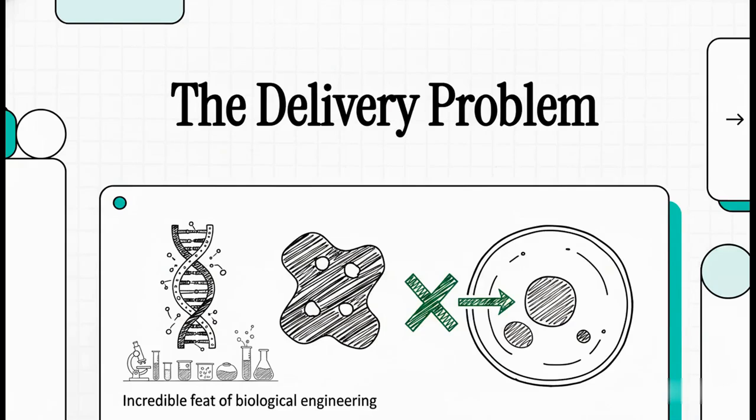Welcome to this explainer. Designing a perfectly specific guide RNA and producing the most efficient Cas9 variant in the lab is an incredible feat of biological engineering. But here's the stark reality. It means absolutely nothing if you can't get those molecular components inside the nucleus of your target cell. Because ultimately, solving this specific bottleneck is the master key to actually curing genetic diseases in human patients.